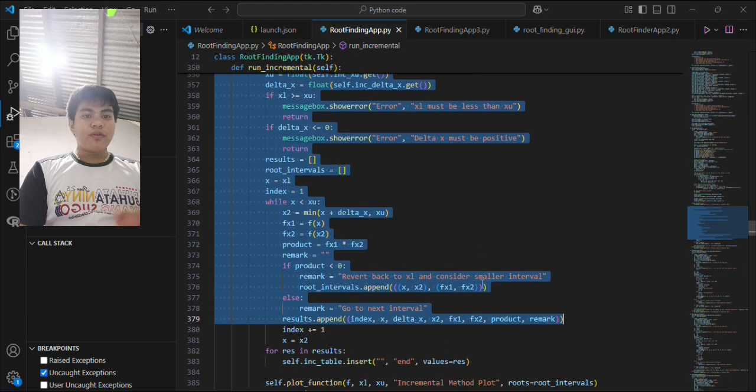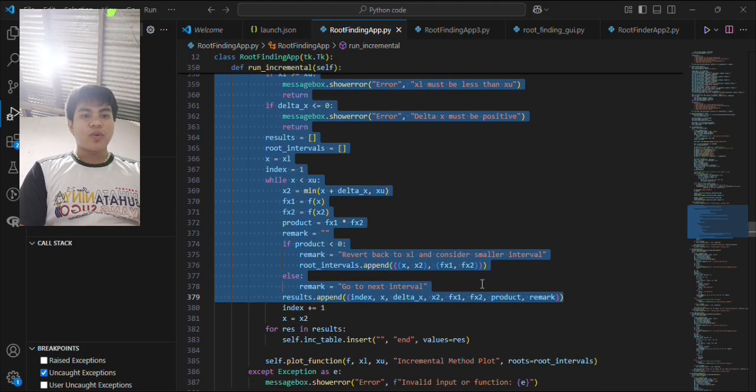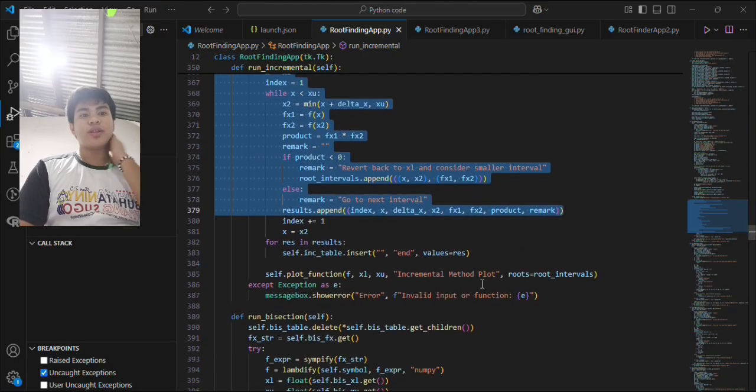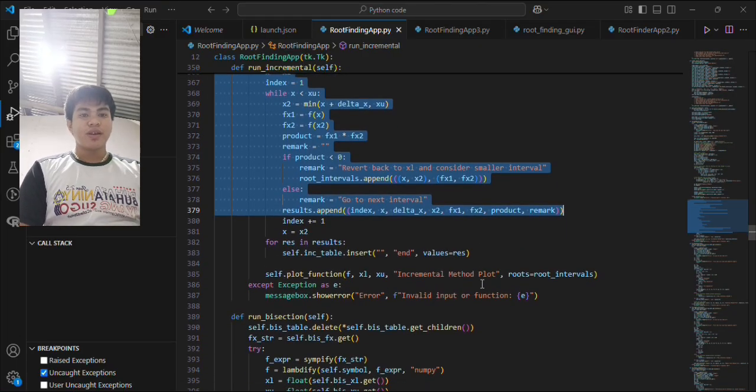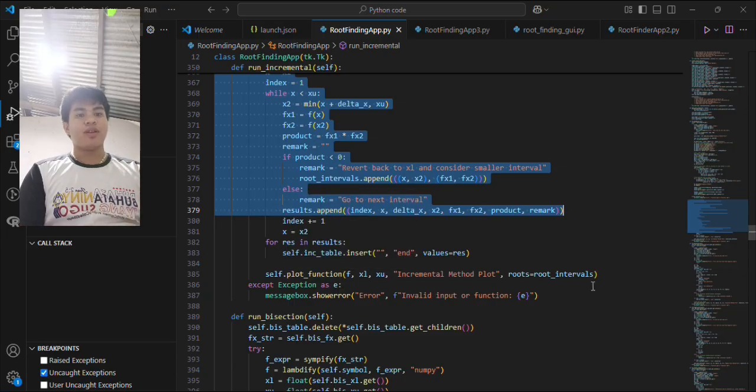If f of x0 multiplied by f of x1 is less than 0, a sign change occurred, indicating a root lies between x0 and x1, and it breaks the loop when that condition is satisfied. Step 4. Record results. The data is stored for each iteration and shown in the GUI table.